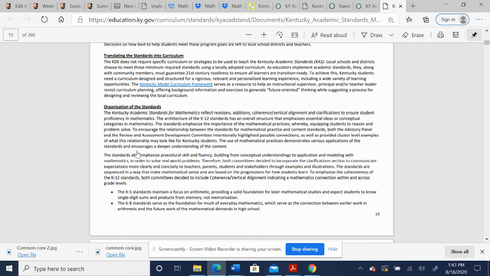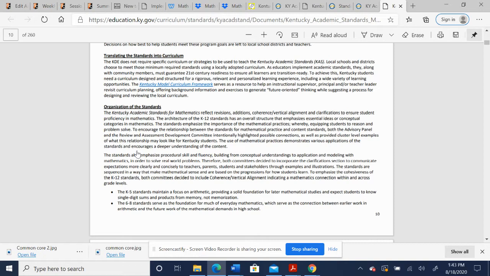Okay, so how are these organized? They're organized in what we call vertical alignment. Vertical alignment just means connecting one grade level to the next, both the grade level before it and the grade level following it. So the big idea in math is always that we start with basic concepts, and everything that extends beyond that is just another expansion of something that already made sense.